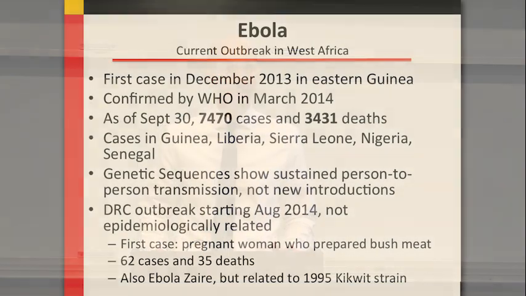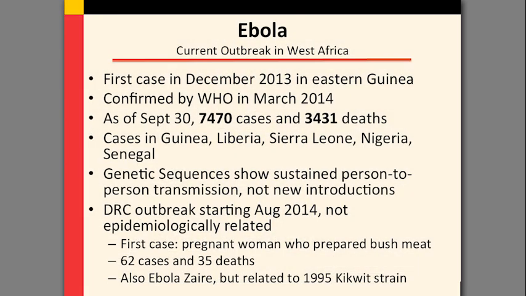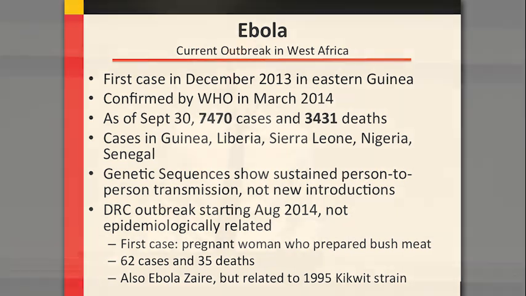The first case in the current outbreak was described in December of last year in Eastern Guinea. It was confirmed by the World Health Organization in March of this year. As of September 30th, the total number of cases has reached over 7,000 with over 3,000 deaths. And these are the official numbers of persons who were diagnosed. The real number of cases on the ground and the number of deaths is easily double that. It's really hard to say because accurate diagnosis is lacking.